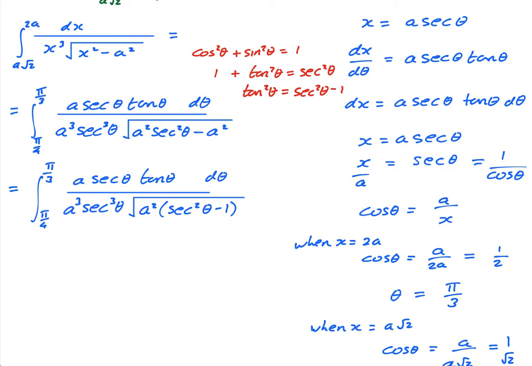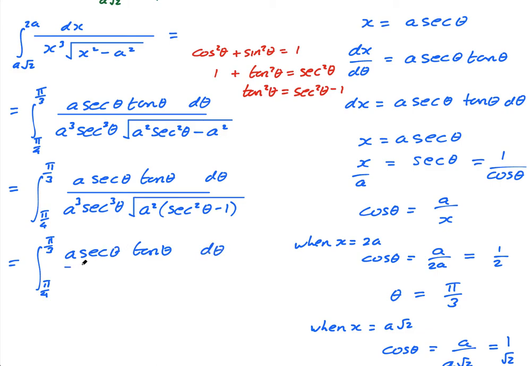Now, again, you can say, how did I know to do that? Well, I saw there's a sec squared theta minus 1 hidden in there. I knew that if I could change that to tan squared theta and then get the square root of tan squared, that would give me tan, and my tans will cancel, and I'll be left with this. I could just see it was going to work out quite nicely, but don't get me wrong, not many people would have gotten this right in the exam. So it goes pi over 3, pi over 4, same thing, a sec theta tan theta d theta.